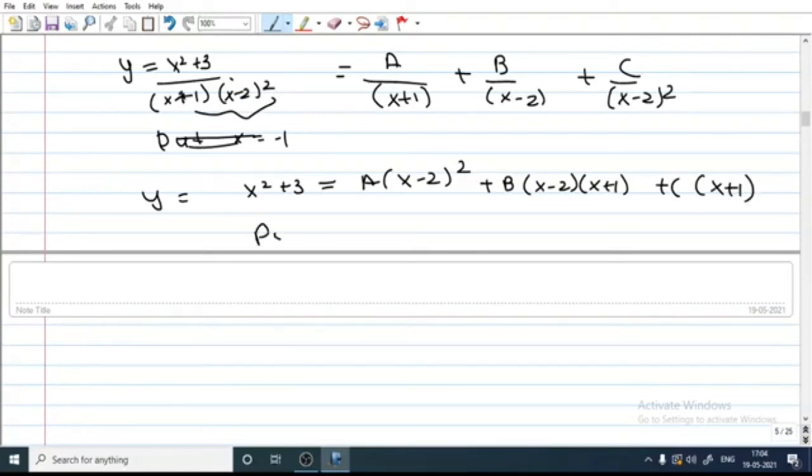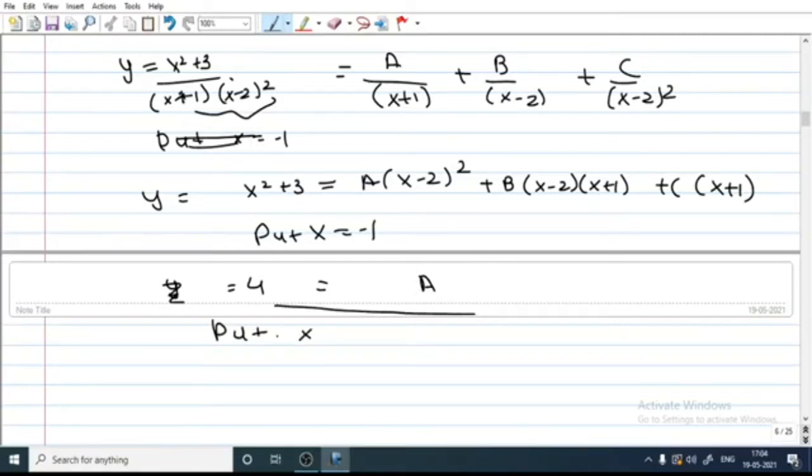Now put x equals to minus 1. The moment you put it, you will get here 4 equals to, here if you put 1, what you are going to get is a only, and here this will become 0, so you got a value.